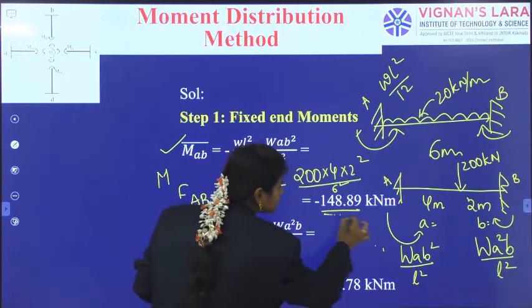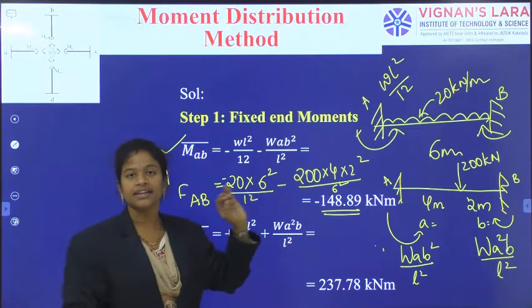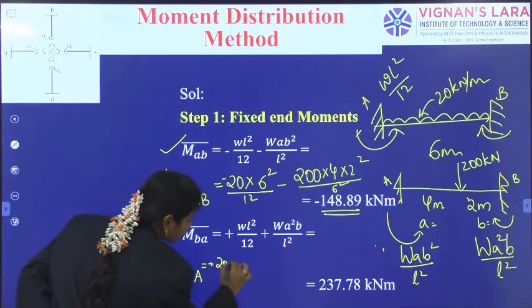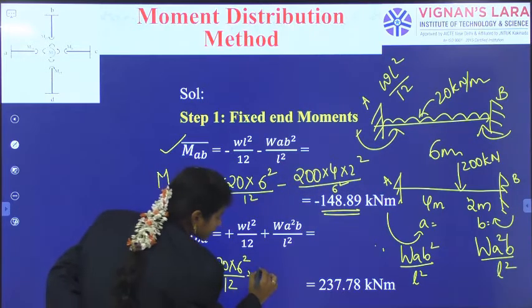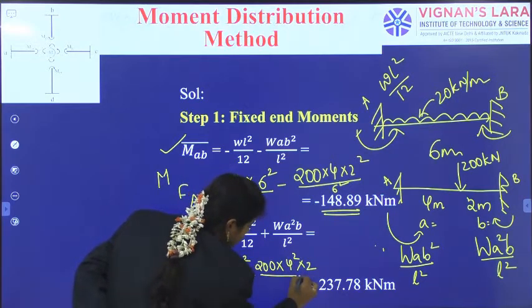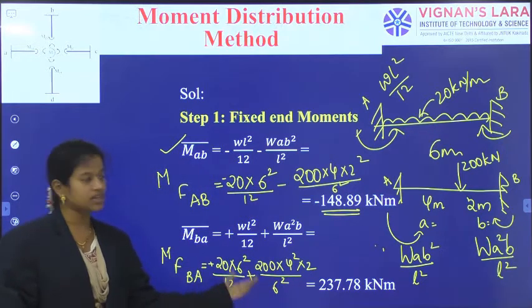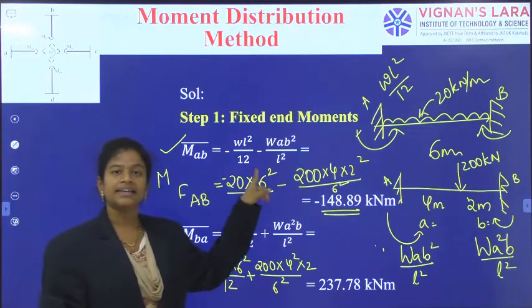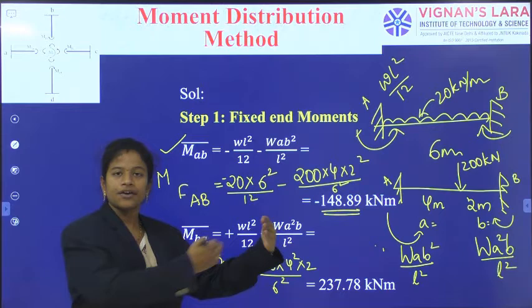So the final answer we have got as the fixed end moment at A is minus 148.89 kilonewton meter. And then MFBA, which is plus 20 into 6 square by 12 plus, because that is also clockwise, 200 into 4 square into 2 divided by 6 square. So MFBA I have got this answer, MFAB I have got this answer. These are the fixed end moments at A and B, towards B and towards A.